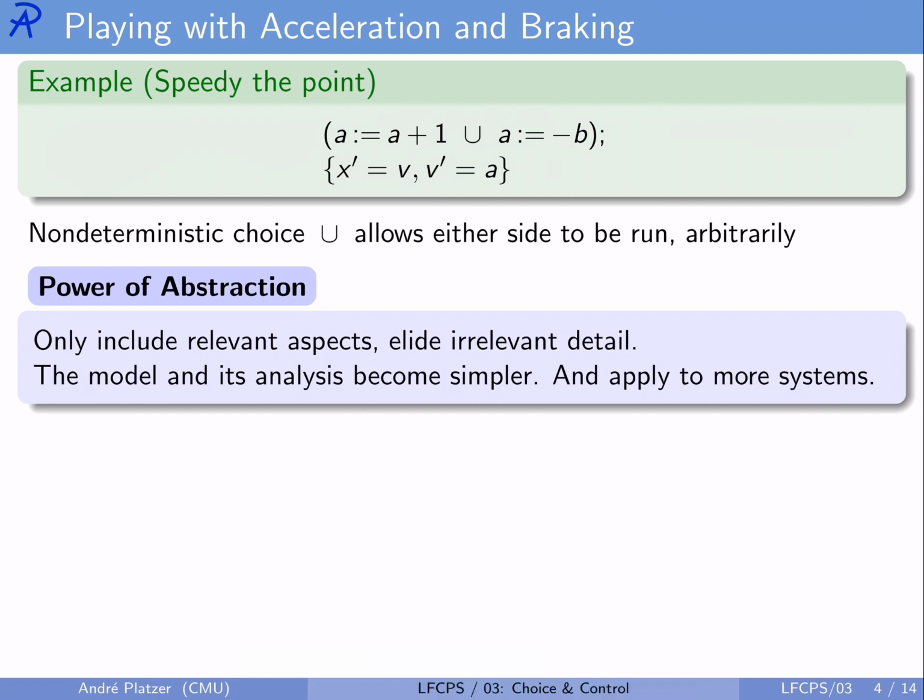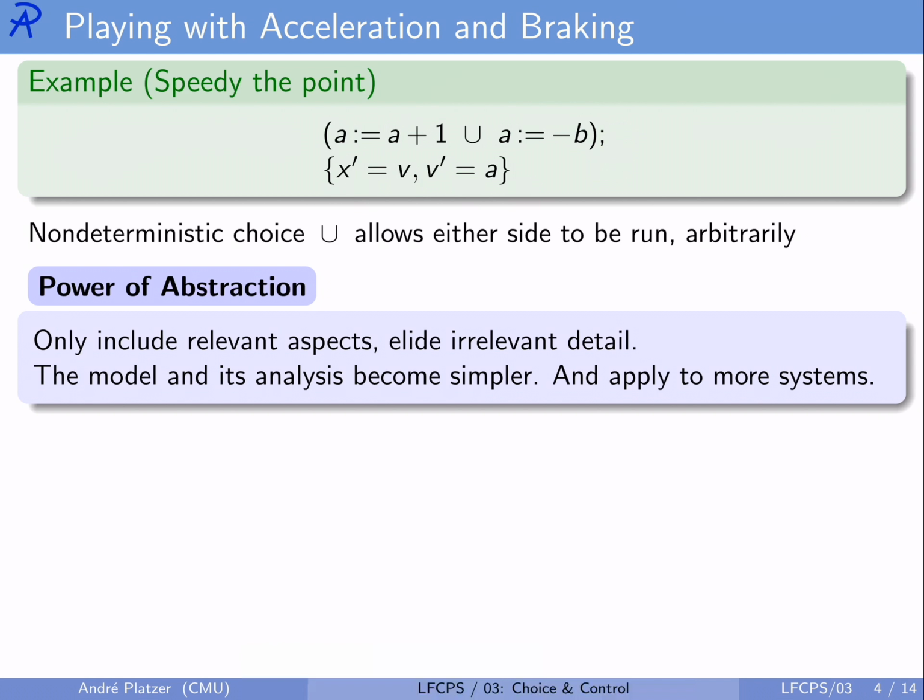But this model of the moving point now already captures very well that there are two possible decisions: to increase acceleration or to brake. And after that, we follow the differential equation. This highlights the power of abstraction. It's much better in your system models to only include the relevant aspects of the dynamics, and you simply elide detail that is there in your real implementation, but completely irrelevant for your particular analysis. And the advantage is exactly that both your model and the analysis of it become a lot simpler. And also that they do apply to more systems.